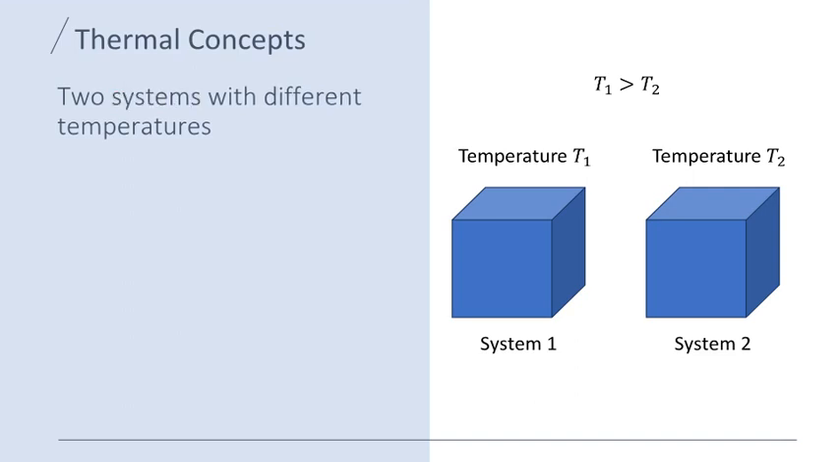To be concrete, we can think that System 1 is a cup of hot tea in a room and System 2 is the air in the room. From daily life observation, there will be energy transferred from System 1 to System 2. This amount of energy transferred is called thermal energy, or heat. In physics, thermal energy and heat are the same thing.